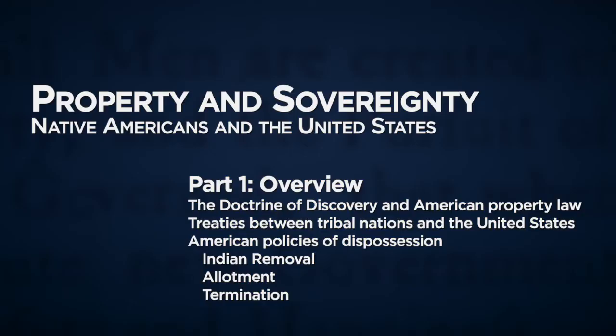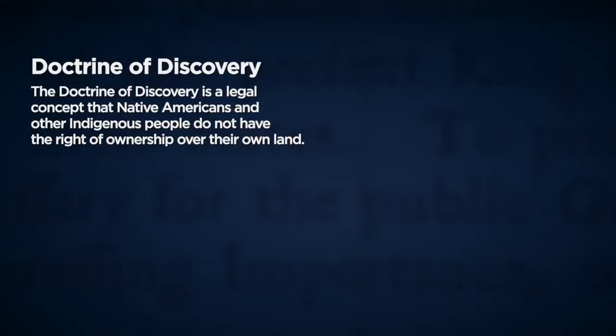First, we will look at part one, an overview of the relationship between the United States and Native American nations and the realities of Native American property and sovereignty in American history. This history starts long before the birth of the United States in 1776 and begins with first contacts in the late 15th century.